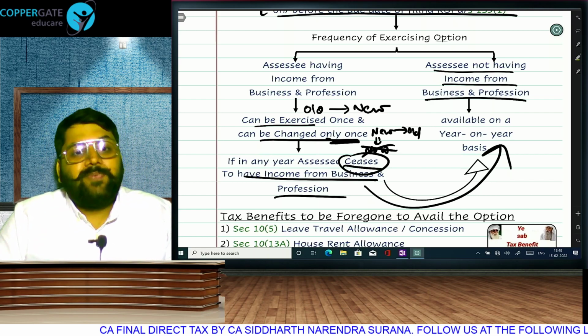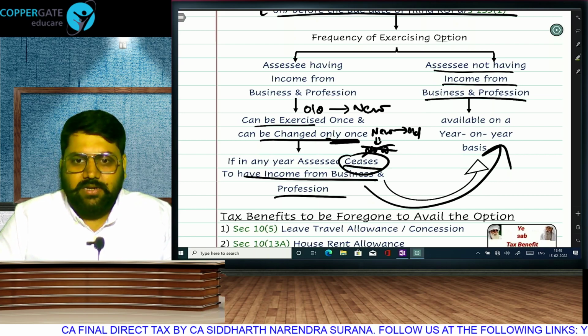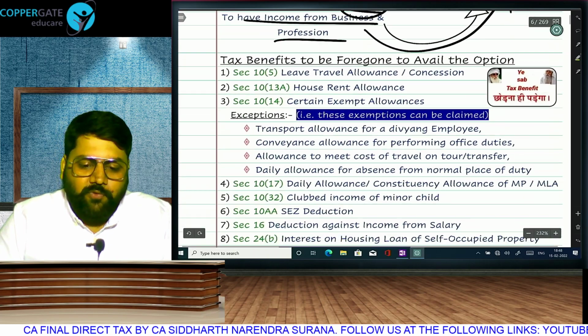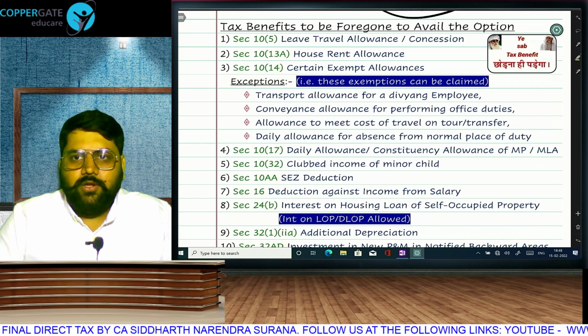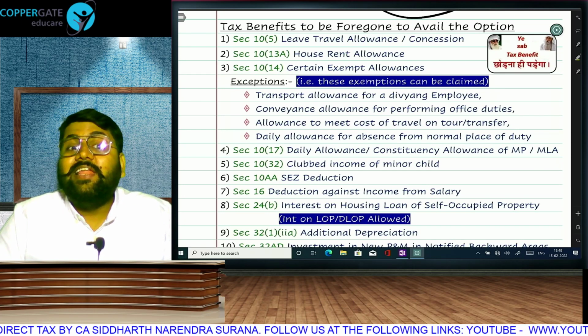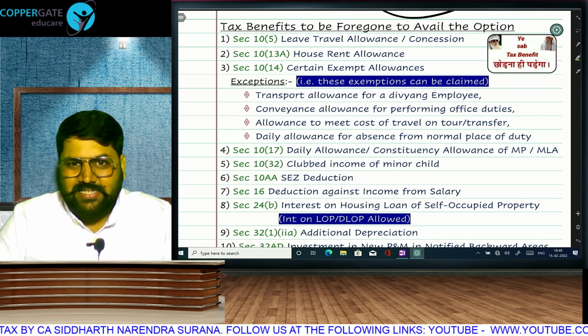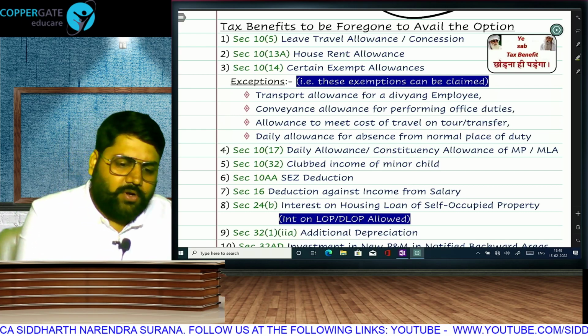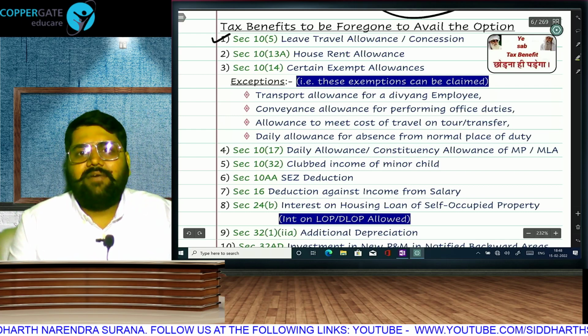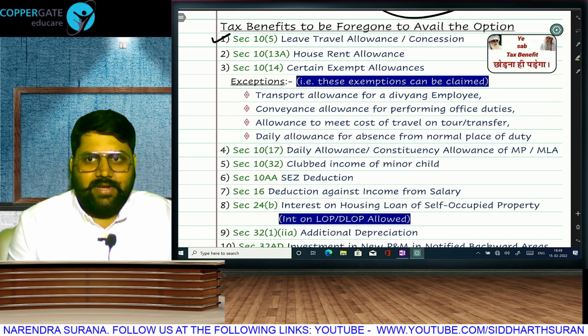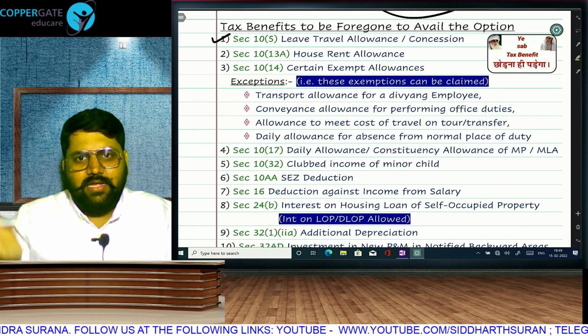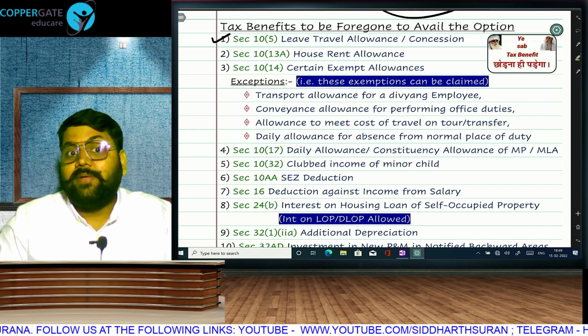And special rates, very important. Special rates will continue to apply. And now, what are the tax benefits to be foregone? You will have to leave all these benefits, all these exemptions and deductions, one by one. What? 10(5), leave travel allowance, which is available against your salary. It's an exemption. Your boss gives you LTC and you take an exemption. You will not be allowed in the new regime.